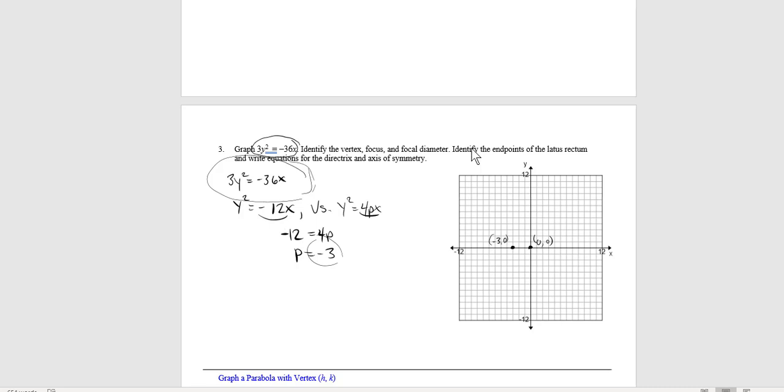The focus is always sort of inside the parabola. We could go ahead and draw that directrix 3 units in the other direction away. So that's just the equation x equals +3, I should say. That's the equation of the directrix. Here we have our focus. Now, we already found that p-value, so let's find that focal diameter. The focal diameter, remember, is just the absolute value of 4 times p. The absolute value of 4 times -3 equals the absolute value of -12, which is 12.